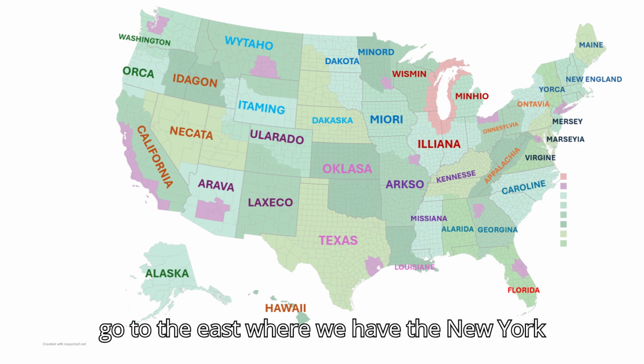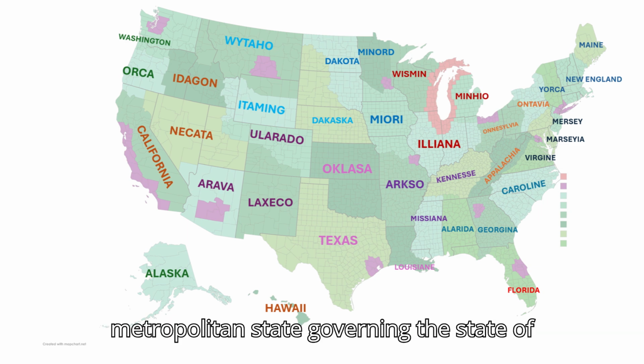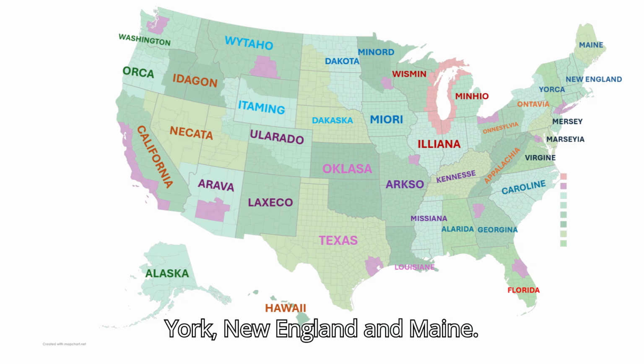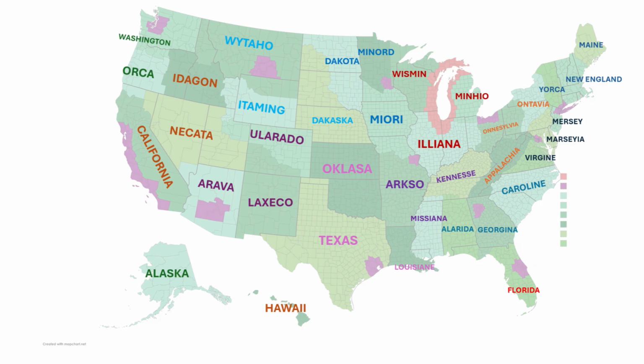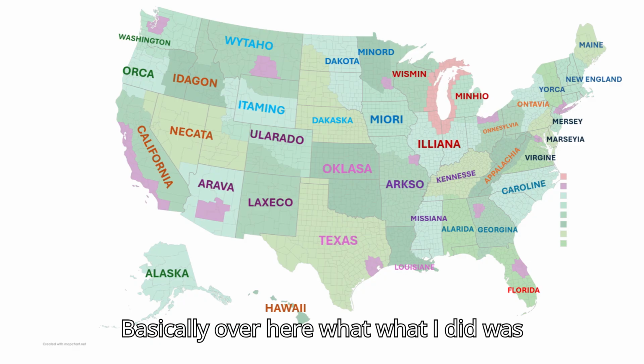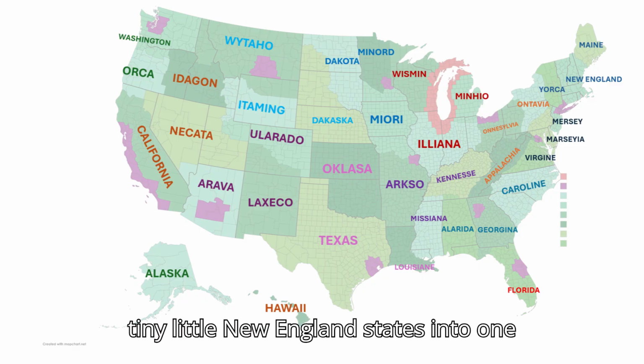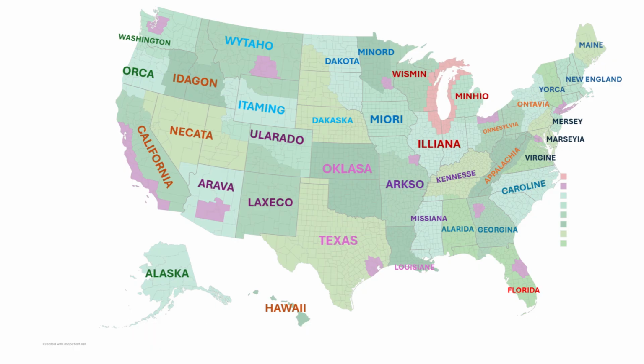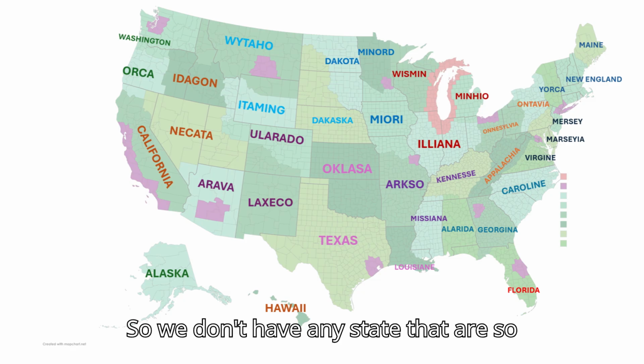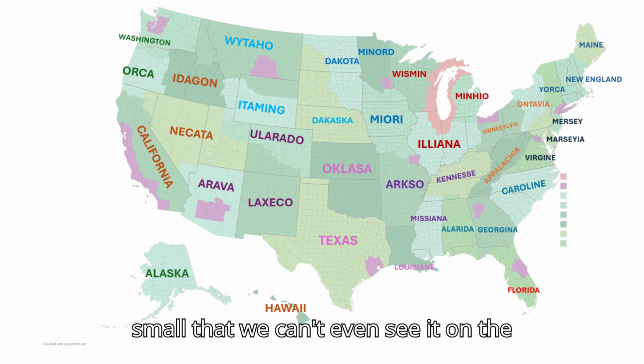And let's go to the east, where we have the New York metropolitan state, governing the states of Yorka, New England, and Maine. Basically, over here, what I did was just combine all of those tiny little New England states into one New England state. So we don't have any state that is so small that we can't even see it on the big map.